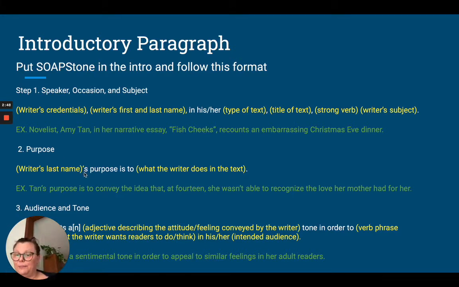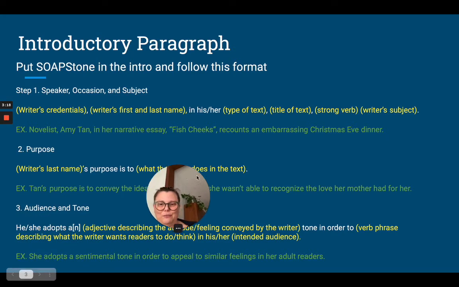Okay? Then the purpose, the second part. Writer's last name's purpose is to, and then what the writer does in the text. And again, they're going to tell you this. So none of this is going to be a surprise to you because it's all laid out for you in plain words before you even read the essay. Okay, but here's an example of how that would look. Tan's purpose is to convey the idea that at 14, she wasn't able to recognize the love her mother had for her. And then finally, audience and tone.